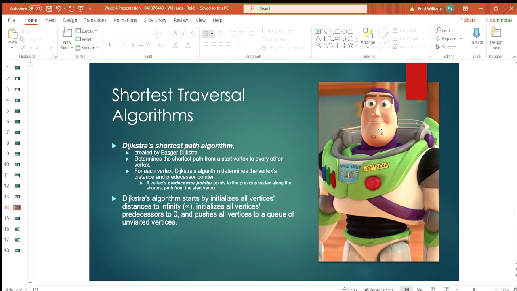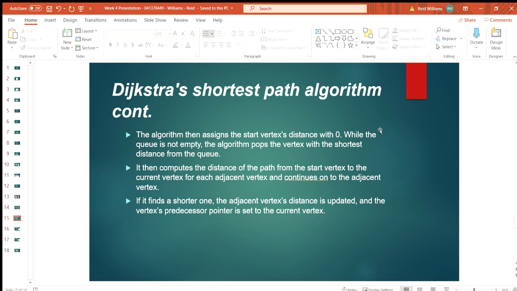And the reason that I have Buzz Lightyear here is this algorithm actually just starts off by saying everything is infinity, which is kind of cool. It initializes all vertex distances to infinity, and initializes the vertex predecessors to 0. Pushes all vertices to a queue of unvisited vertices. So it starts off with everything in this unvisited vertex list, and the distances are all infinite. And then it starts to kind of figure out its way, kind of creepy crawling through the graph.